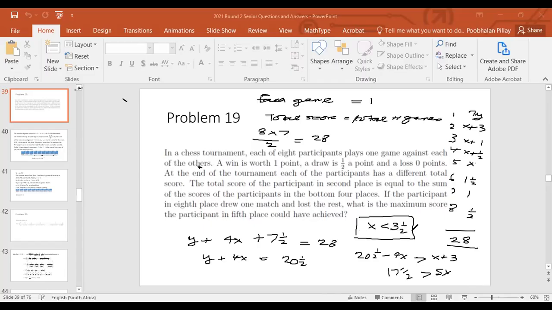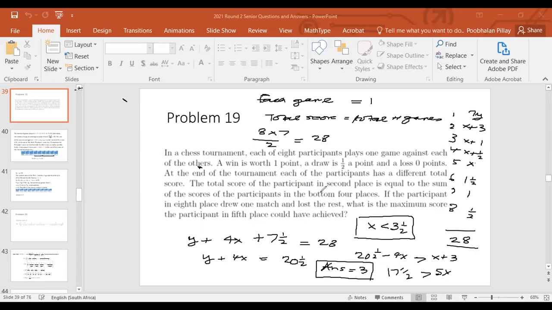You want the largest possible value for x. And the largest possible value for x, which is less than 3.5, is 3. Remember, x is a score, so it's either an integer or integer plus half. So the answer to this problem is 3.